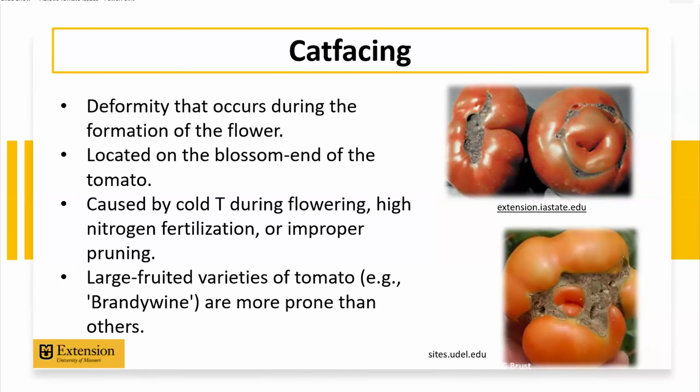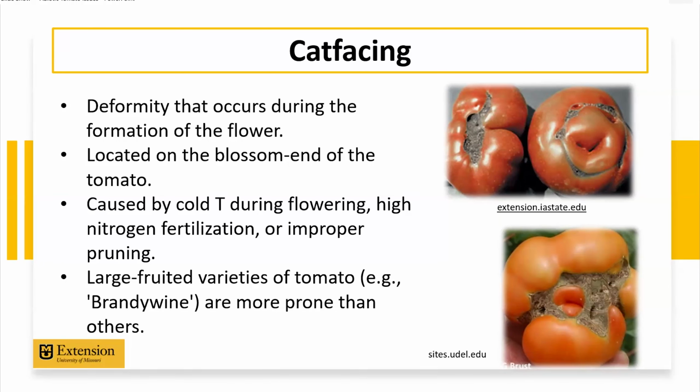Catfacing, and I kind of like the name of this one because there's lots of interesting designs that our tomatoes show when we have catfacing. It is a deformity that actually occurs when the flower is growing. So during the formation of the flower itself is when catfacing actually starts to occur. It too is located at the blossom end part of the fruit.